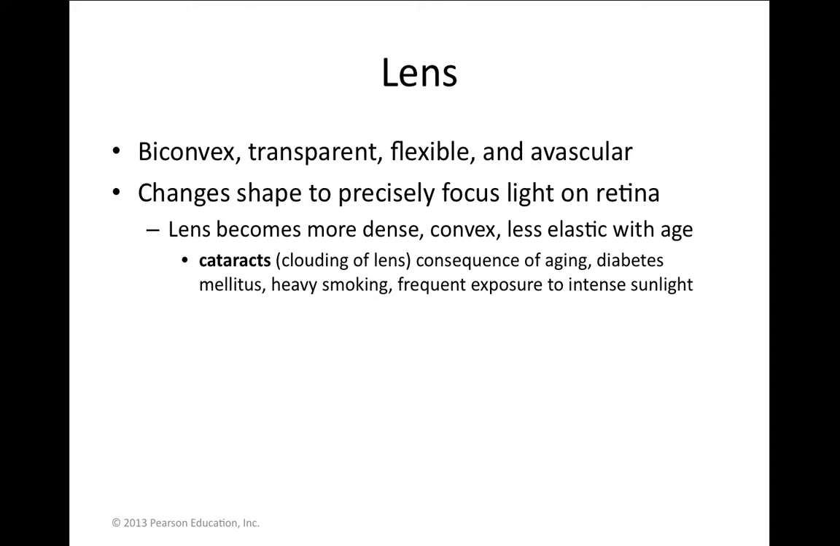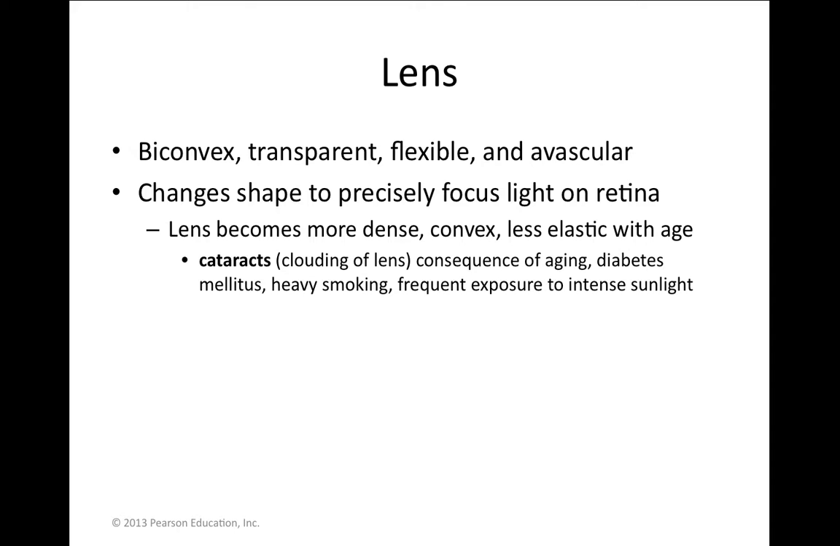So what is the lens? Well, the lens is a biconvex, transparent, flexible, and avascular structure. So there's no blood vessels to it, which is how it remains clear. It's flexible so that you can moderate the amount of light that is bent and where it's focused. Okay, so that you can change how you are focusing from something very close to something very far away. Transparent, so light easily passes through it. And it's biconvex, so it's actually bent twice when you go through the lens. Once as light enters the lens, and once as light exits the lens. So it changes shape to precisely focus light on the retina, and specifically on the fovea centralis.